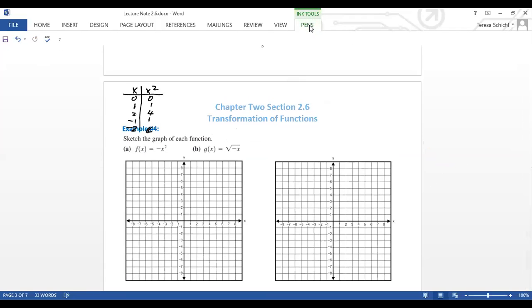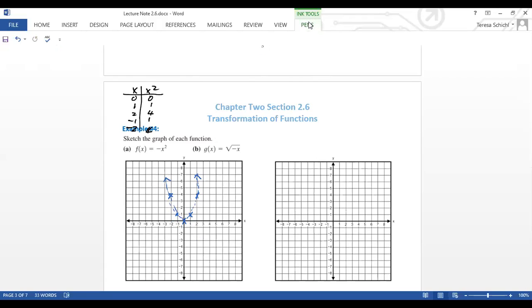Let's draw the parent function first. Always draw the parent function. So it's 0, 0, 1, 1, 2, 4, negative 1, 1, negative 2, 4. Then this is my parent function. What am I going to use? The dotted lines.